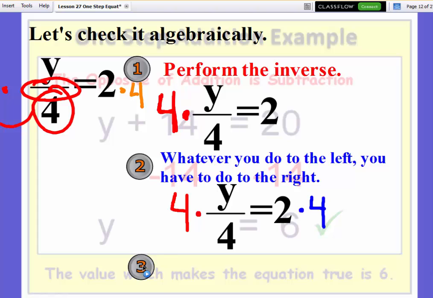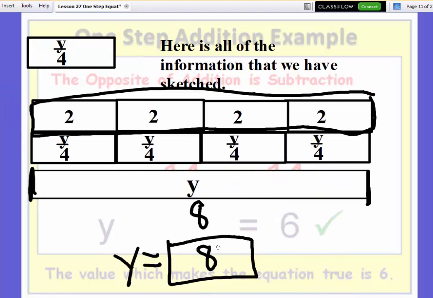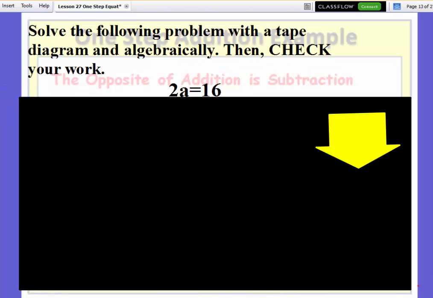My last step is I'm just going to solve it. Remember, these 4's cancel out. It's the same as 4 divided by 4, so I'm left with y equals 2 times 4, which equals 8. So I'm left with y equals 8. Is that the same as my tape diagram? Yes, it is. But I'm not done yet.